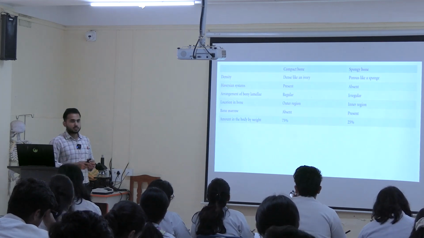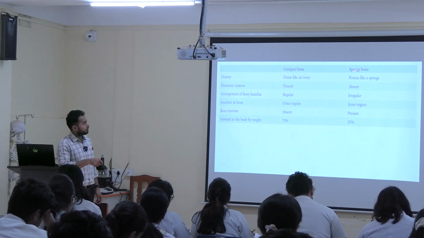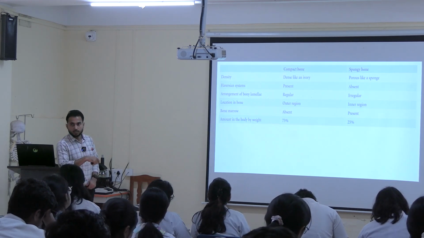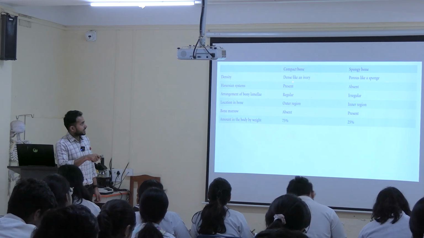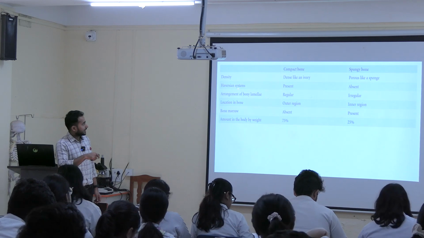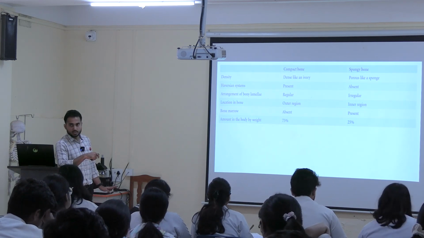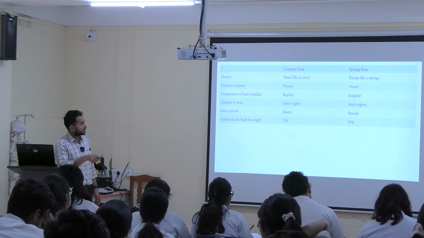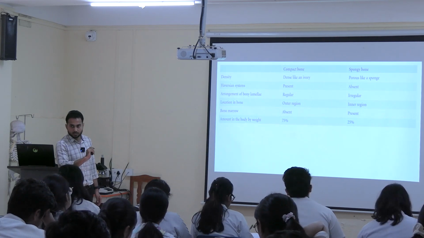Now this is a comparison between the compact bone and the spongy bone. Density: it is dense like ivory, porous like a sponge. Haversian system, we will discuss what the Haversian system is, don't worry. It is present in the compact bone. In case of spongy bone, it is absent.